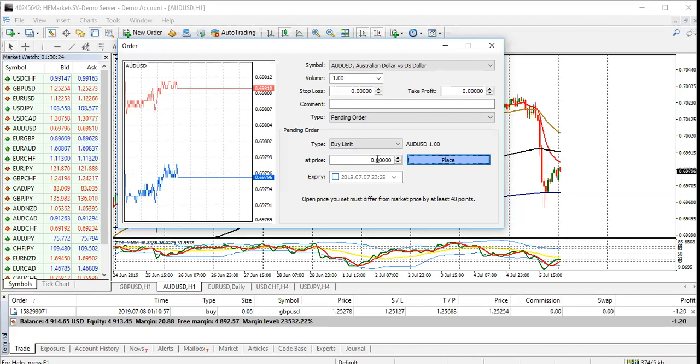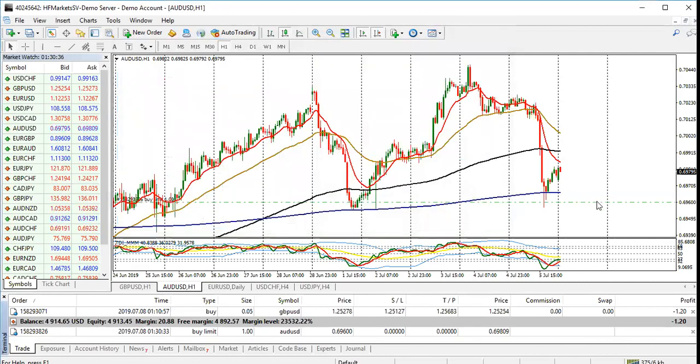I just enter 0.6960, and then I place it. Boom. So I'm saying that when market comes here, you pick me up here, and then we just ride on. So that's a pending order, but pending orders are for later. We're sticking to our instant market execution.